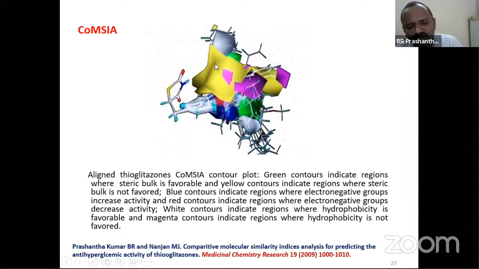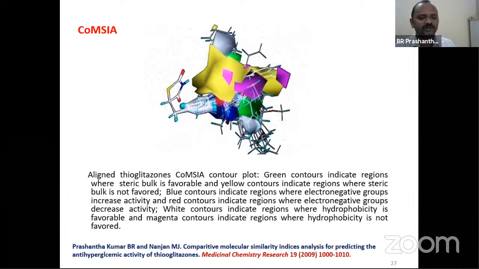This is very important. Till here it is just a click of buttons in your system, but once you come to the contour maps, you need to interpret them. That means you need to know which color code favors the activity and which does not favor the activity with respect to these fields. So that you need to interpret now. Your role comes into the picture here.